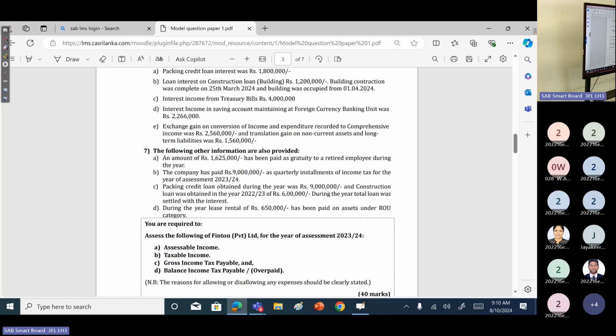When we work out the taxable income from investment, we have to remove it. Exchange gain on conversion of income and expenditure recorded in comprehensive income was rupees 2.5 million, and translation gain on non-current assets and long-term liability was rupees 1.5 million. Remember, as per the public ruling given by the Commissioner General, because the company's reporting currency is USD, in such case the income and expenditure related exchange gain or loss should be considered as the cost of part or the gain of the part of the transaction.